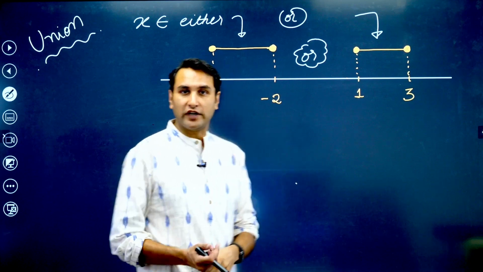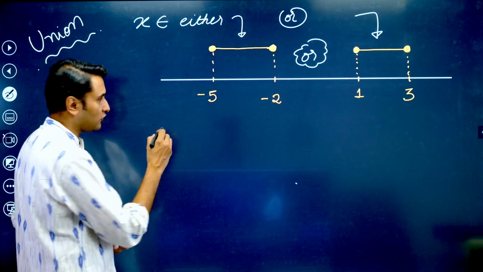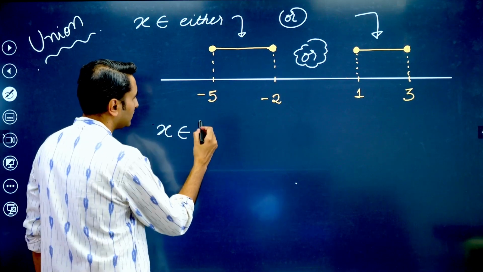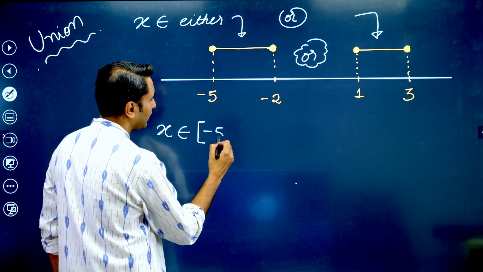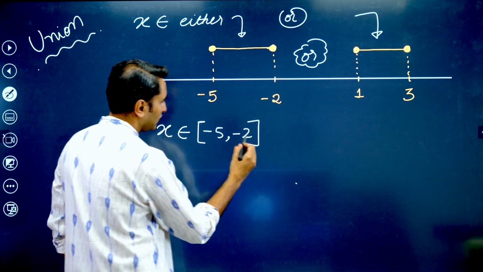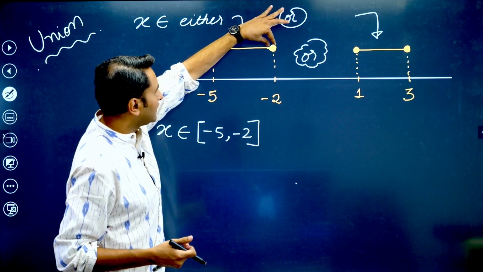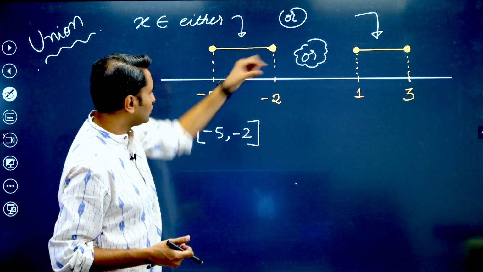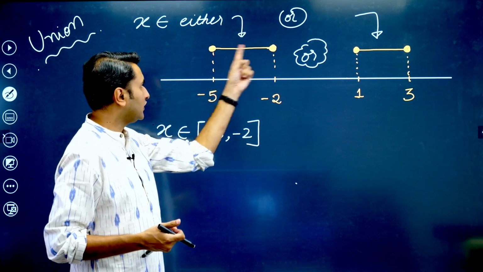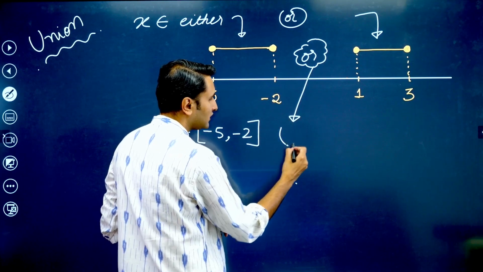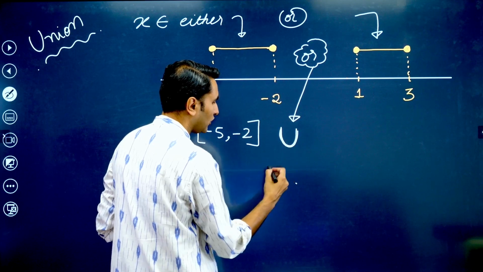So how do I represent this? Listen to me very, very carefully. X belongs to the interval minus 5 to minus 2. Do you know the close brackets now? Because my house and Achin's house, minus 5 and minus 2, are included. We have closed brackets here. Whenever you see the word or, you use this symbol, we call it union.